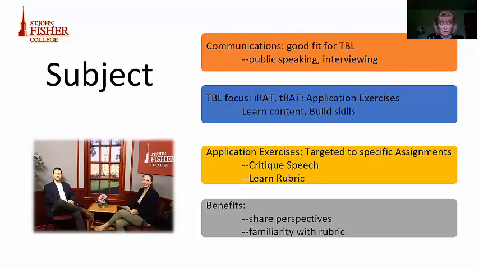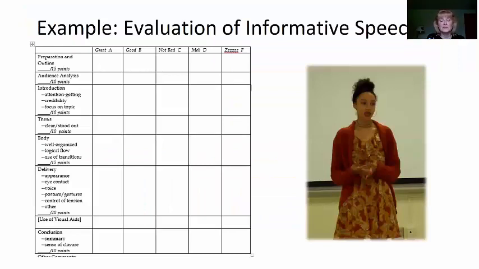So here's an example of a student who was giving a speech, and what the individual groups do is they go through the rubric, and for each component, preparation, audience analysis, introduction, thesis, they grade them A through F. And so the students have an opportunity to really see what works, what they think works, and to really talk about that.